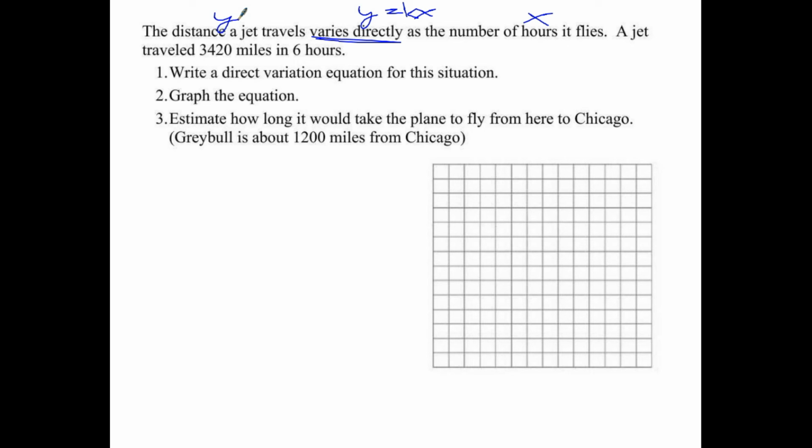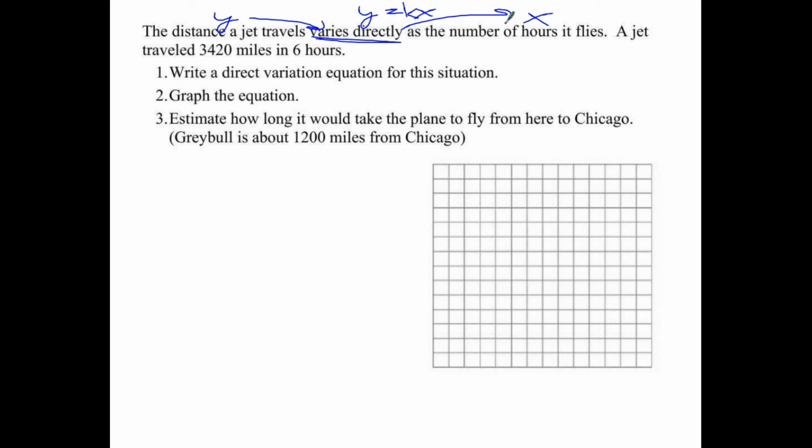And if you think about it, the language of direct variation on a normal problem says y varies directly with x. Okay? And what we just wrote here is y varies directly with x. So that language there actually makes sense with the way that the variables are written. Okay, so write a direct variation equation for the situation.